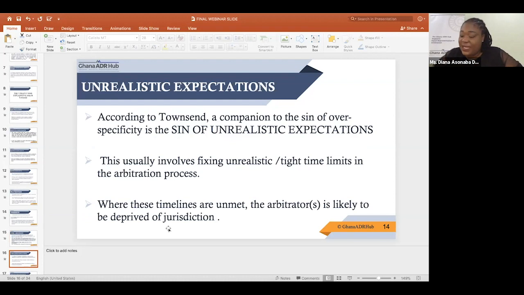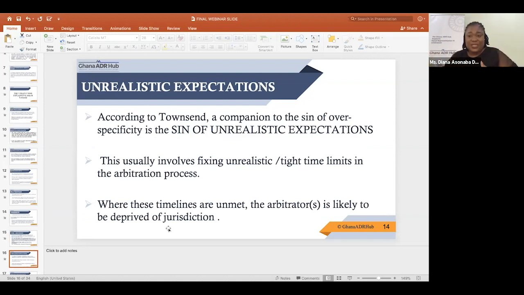Now, the other sin that you should avoid as much as possible is the sin of unrealistic expectations. According to Townsend, the companion to the sin of overspecificity is the sin of unrealistic expectation. And this usually involves fixing unrealistic and tight time limitations.